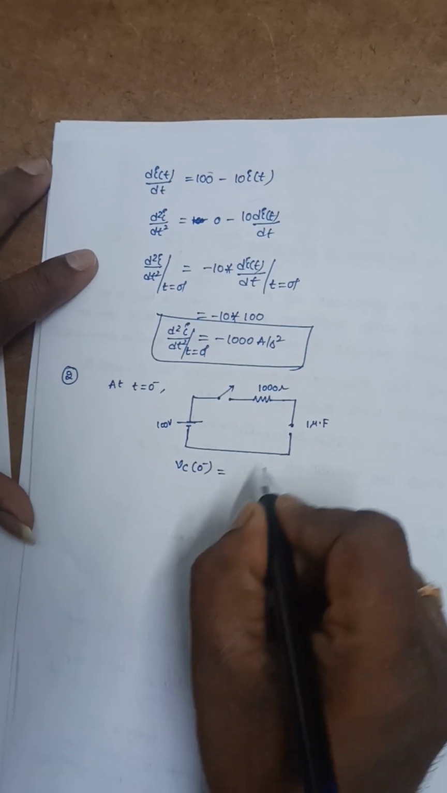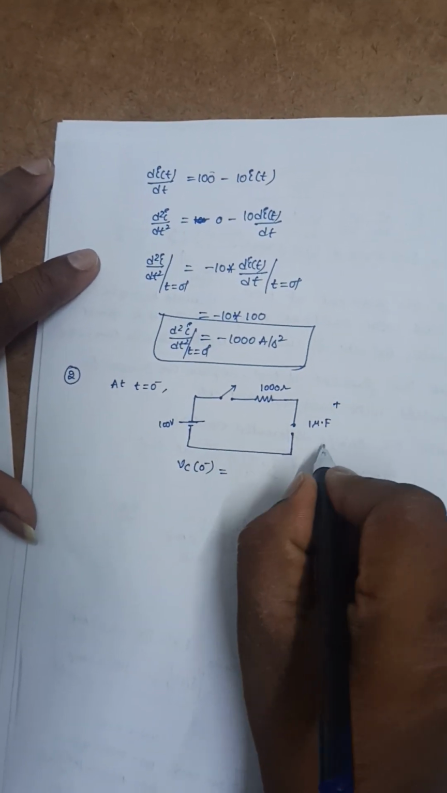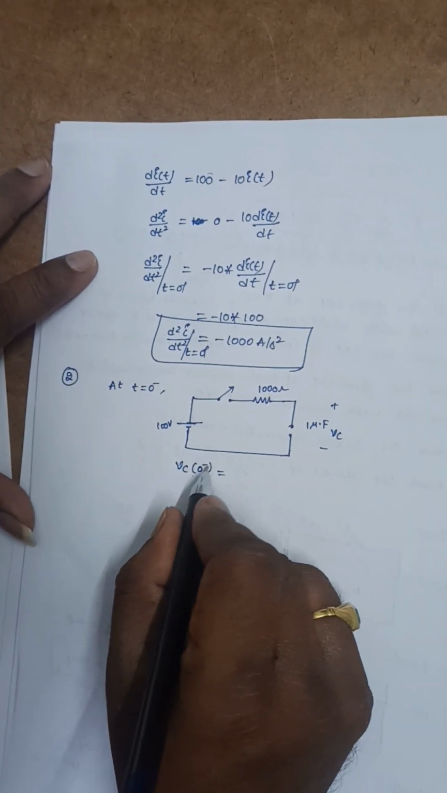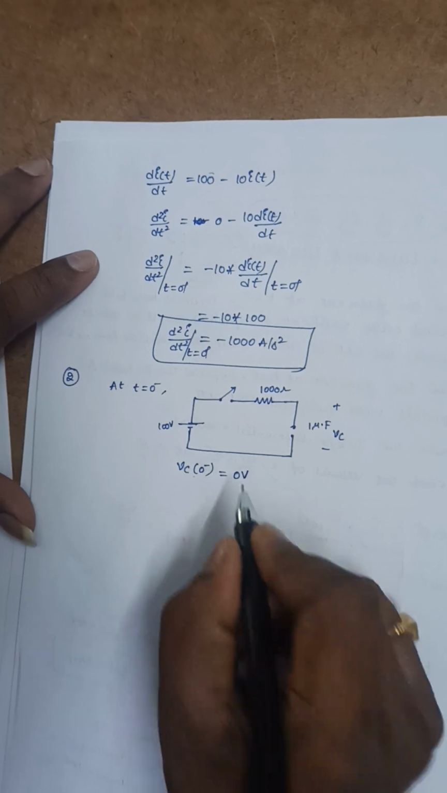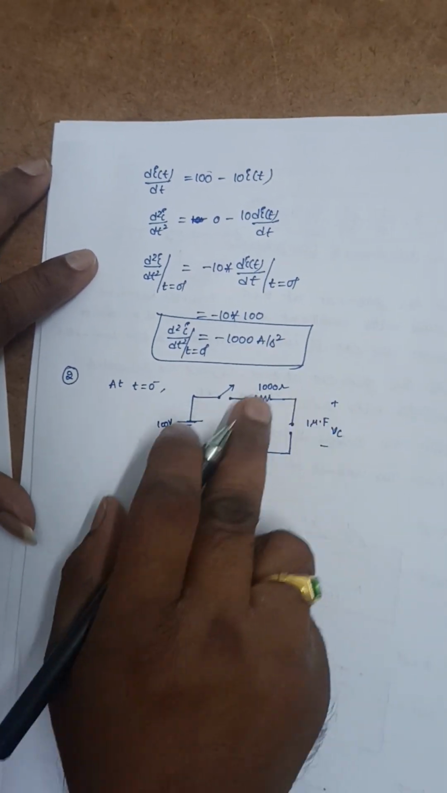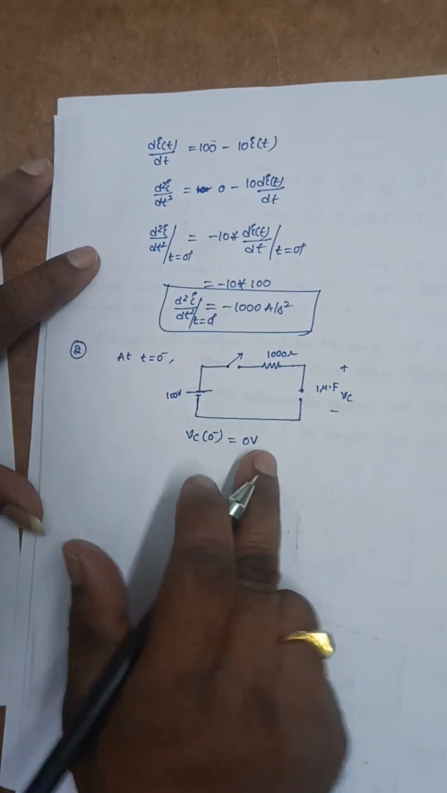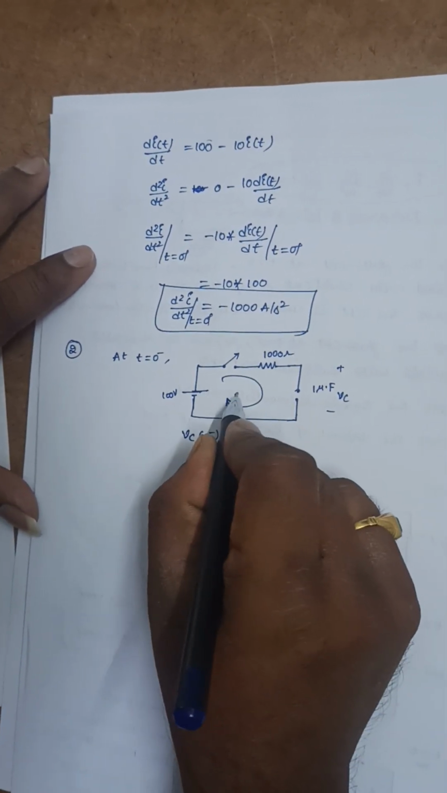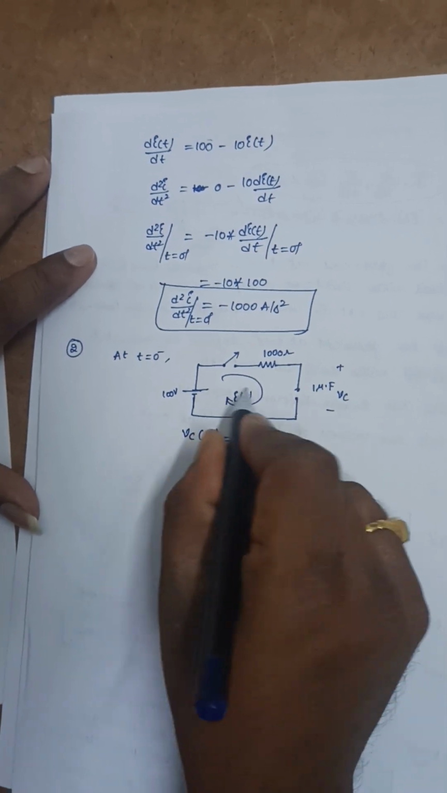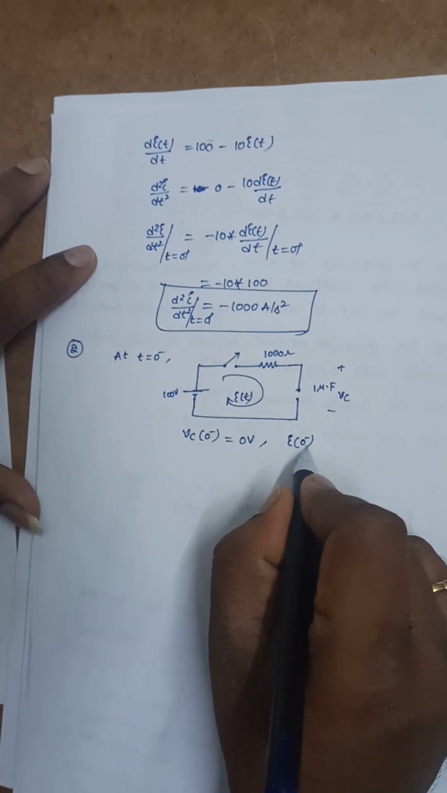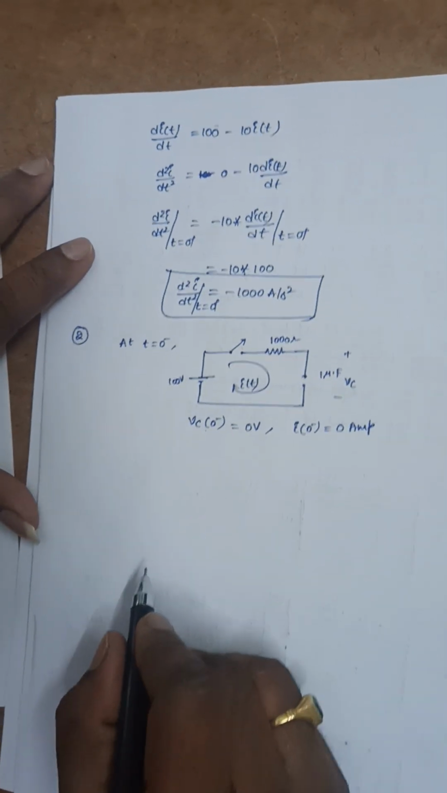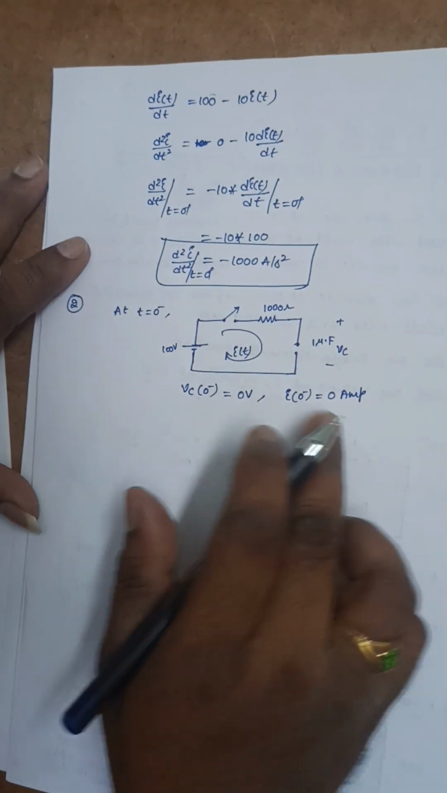we need to find the voltage across the capacitor, that is Vc of 0 minus. Since it is at t equal to 0 minus, Vc of 0 minus is equal to 0 volts, because no supply is connected to this capacitance. So Vc of 0 minus is 0 volts, and this is the current I of t, and this current I of 0 minus is equal to 0 amperes. Now I calculated these two things.